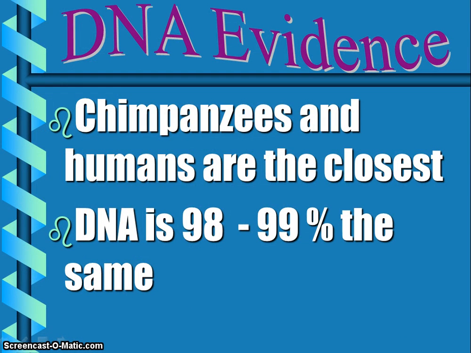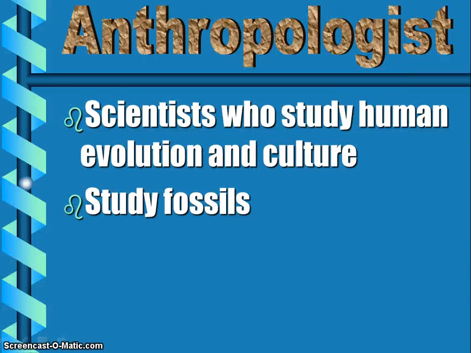As we said before with the DNA comparisons, chimpanzees and humans are the closest, and the DNA is about 99% the same. An anthropologist is a scientist who studies human evolution and culture. They study fossils. They measure intelligence and brain size. They will see the different evolution, and they dig up the fossils, and they can figure out timelines and so forth.